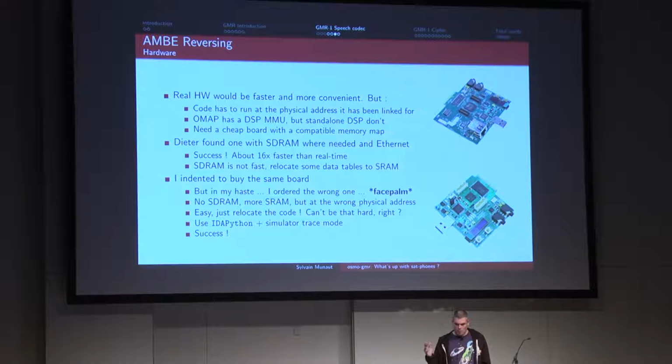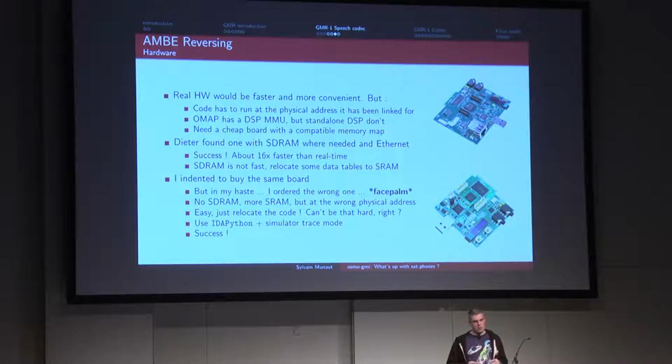Thankfully, Dieter found one such board with a compatible memory map, and it had an SDRAM where we needed it to have some memory. It also included Ethernet, which means we can make some networked appliance where we submit samples and get them back and that kind of stuff. So that was really nice. And the process of migrating the code from the simulator to the board is actually pretty smooth because of the way Code Composer Studio works. You just basically select another target, and since the memory was at the right place, it pretty much worked.